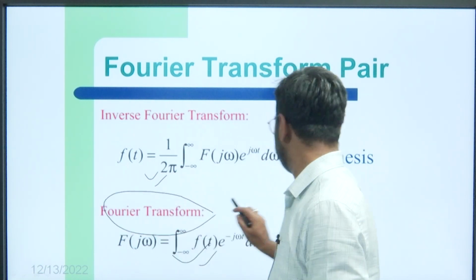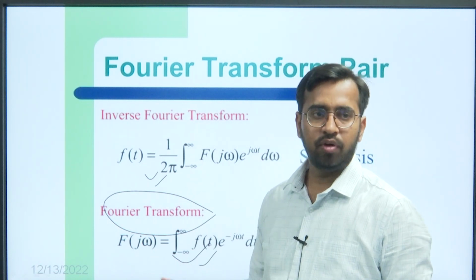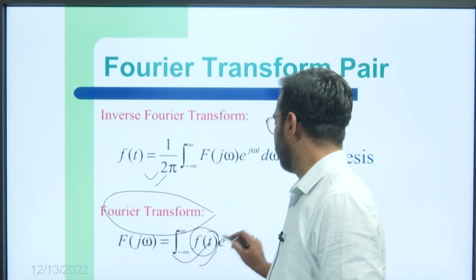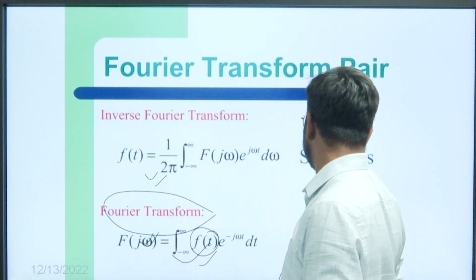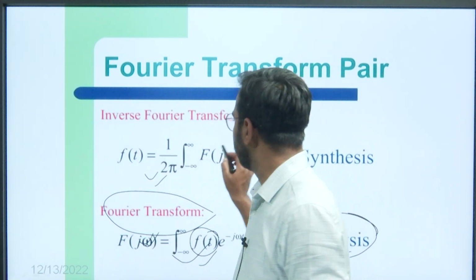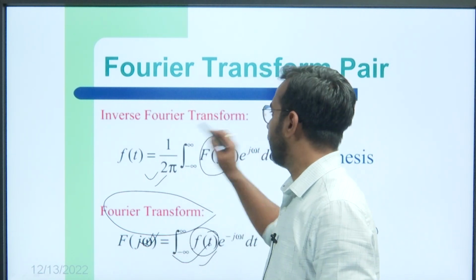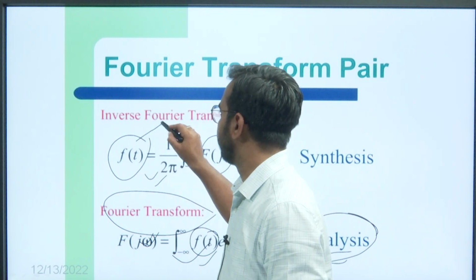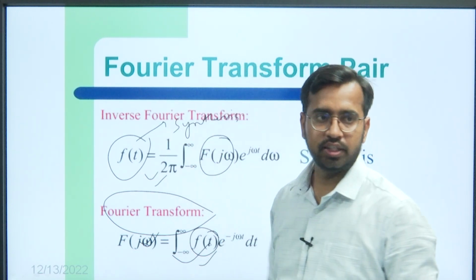This is the Fourier transform, that is called analysis. When we have the input and the system, the network, we know the function and we know the input, then we can find out F(j omega). That is called analysis. And when we know the output and the input, and we are required to find the network, that is called synthesis. Okay.